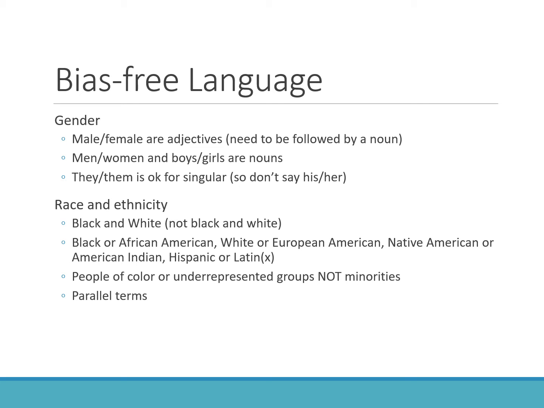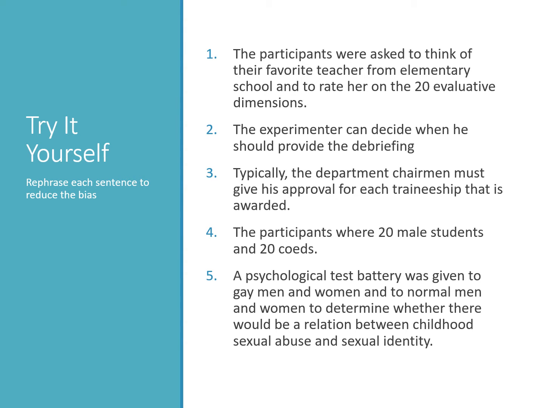Minority generally has a "less than" insinuation, so instead we want to use the term people of color or underrepresented groups, things like that. So those are just some general guidelines. The manual goes into a lot more detail, so I encourage you to read that and keep this in mind, especially when you get to the point where you're writing your paper. You may need to deal with and think about how you use some of these terms.